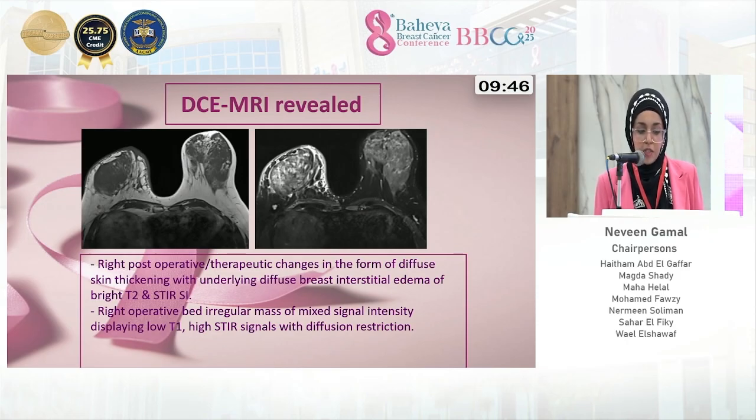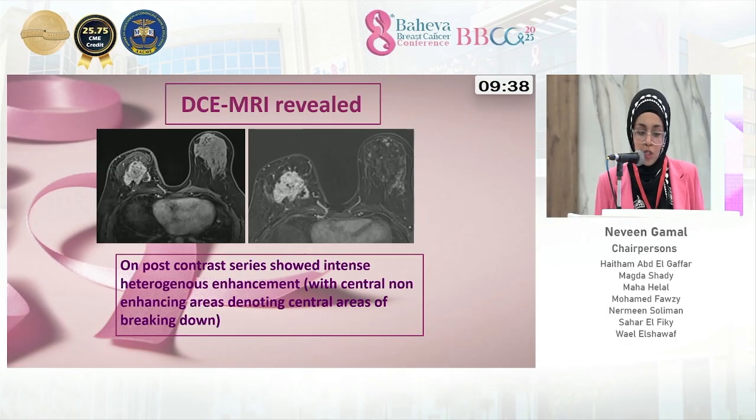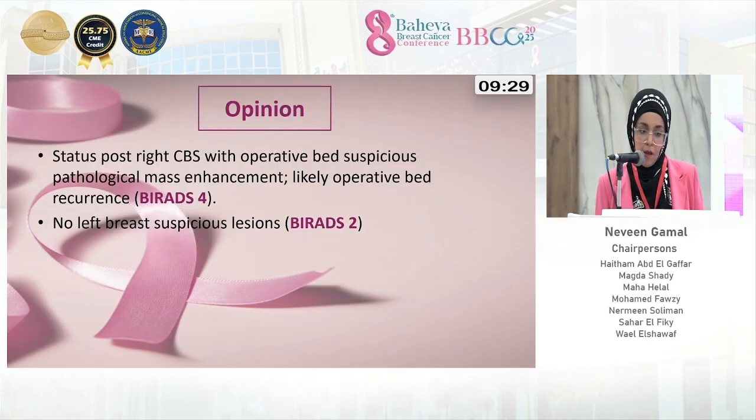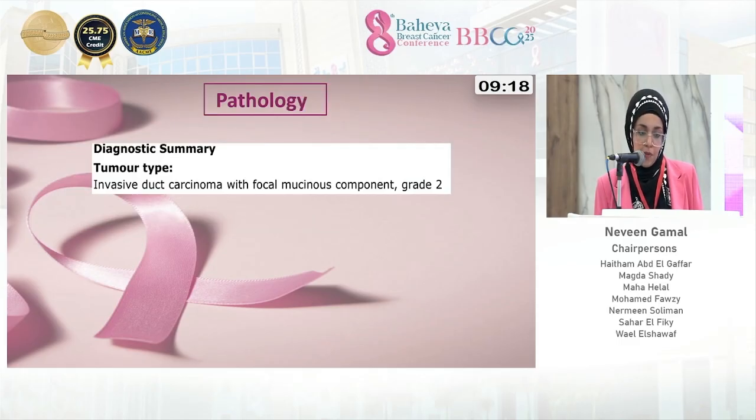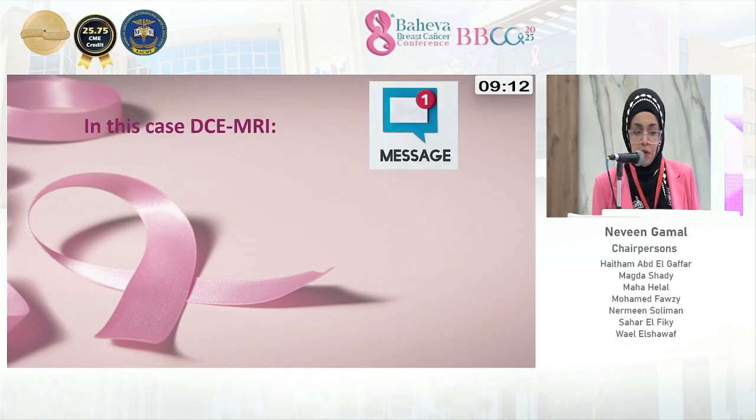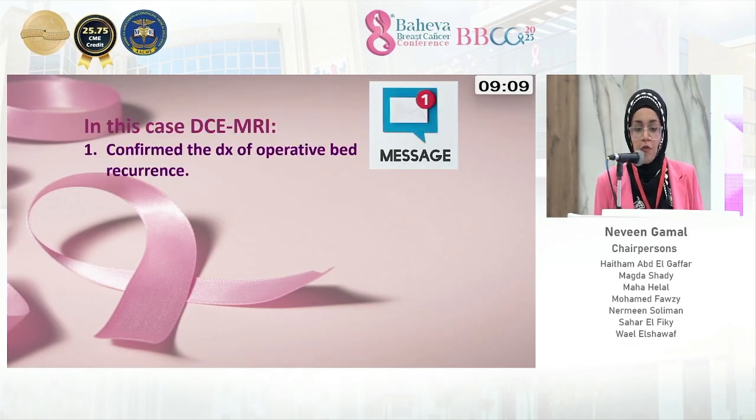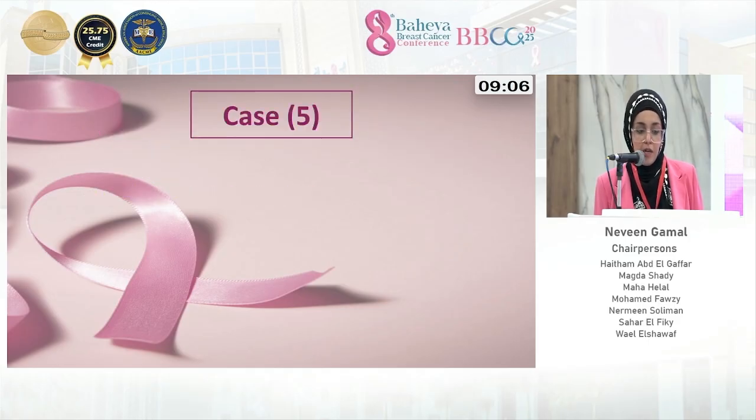as well as a right operative bed irregular mass of mixed signal intensity displaying low T1, high STIR signal with diffusion restriction, and on post-contrast series showing intense heterogeneous enhancement with central non-enhancing areas denoting central areas of breaking down. Our opinion in this case was the status post right conservative breast surgery with operative bed suspicious pathological mass enhancement, likely operative bed recurrence, BI-RADS 4, with no left breast suspicious lesions. And the pathology came with invasive ductal carcinoma with focal mucinous component grade 2. In this case, MRI confirms the diagnosis of operative bed recurrence, excluded contralateral lesions.